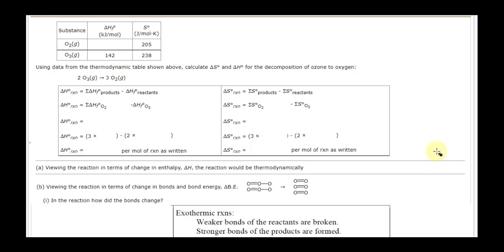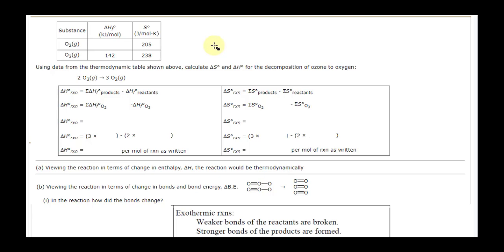This assignment problem is a complex one. It involves entropy, enthalpy, Gibbs free energy, and even bond energy. So let's go over it and see how all these work together to tell us a lot about the thermodynamics of a chemical reaction.